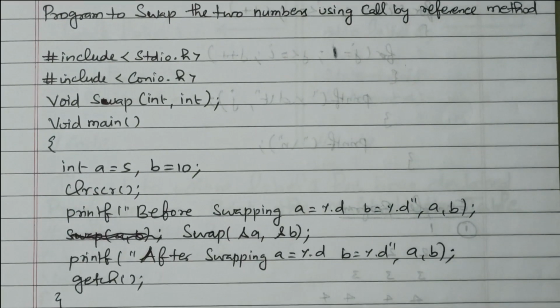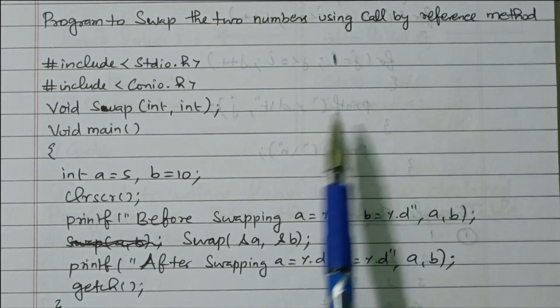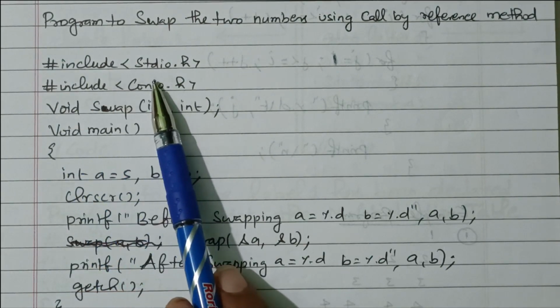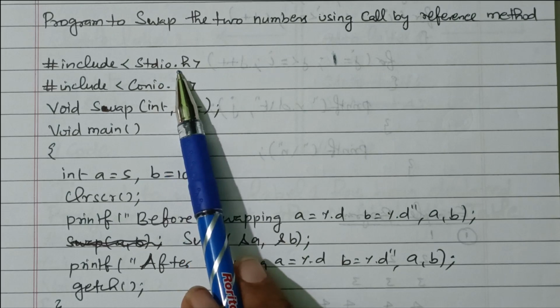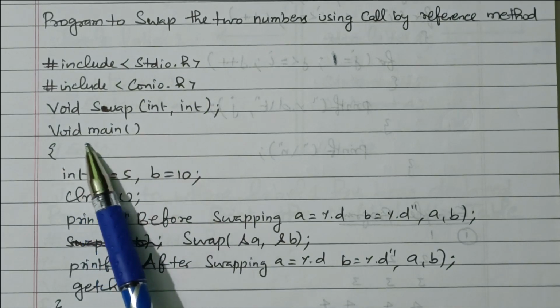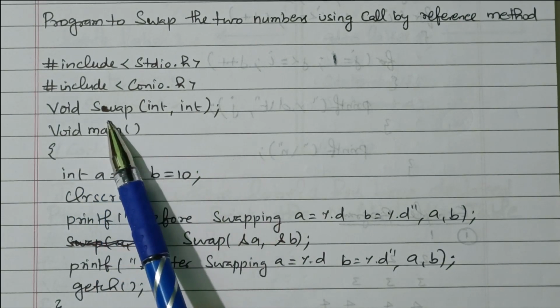Program, same thing. Program to swap two numbers using call by reference method. So here we have included the header file, the standard input output header file, console input output header file. Then void main. Before starting void main, we have to declare the function.